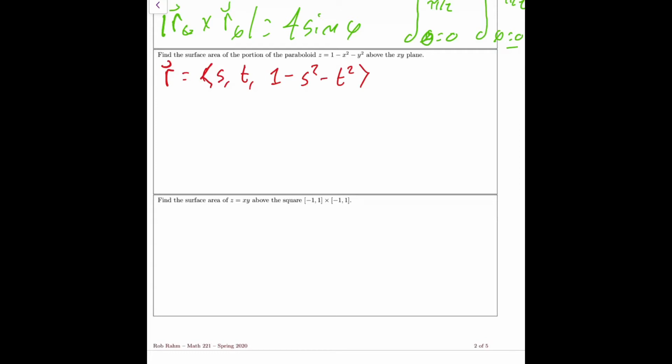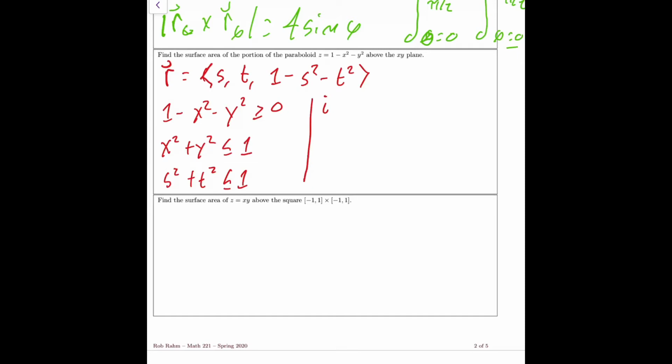And the parameter domain, well, we want to have 1 minus x squared minus y squared be greater than or equal to 0. So this means x squared plus y squared is less than or equal to 1. In other words, we want s squared plus t squared less than or equal to 1. So that's the parameter domain. The parameter domain is the disk of radius 1 centered at the origin in the ST plane.